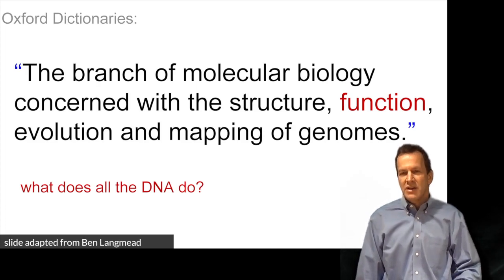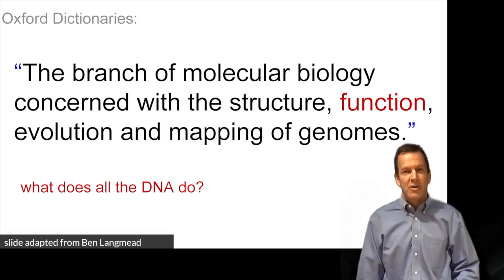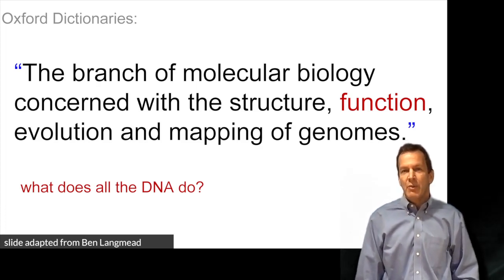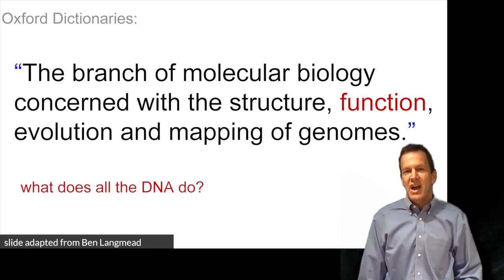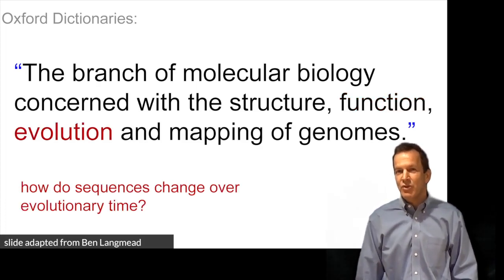So we have the instructions for how you make all the organs in your body, for how your body develops from a single embryo into all these complicated tissues. And we also have instructions for how your body does things like respiration and metabolism, and even such complicated things as building a brain. Another aspect of genomics is evolution.